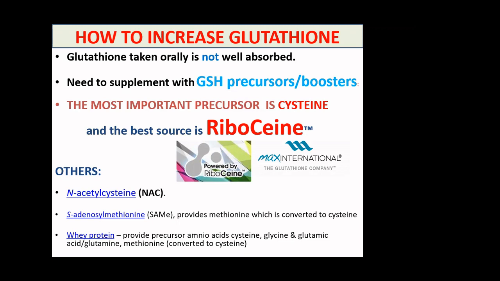But the most important precursor, or the rate-limiting precursor, is cysteine, because glutamic acid and glycine are usually abundant in our diet unless you're severely malnourished. But it's not so with cysteine. Whatever cysteine you have in your diet will also not easily be made available to the body, because cysteine itself is fragile, right? It's easily denatured once you cook foods containing cysteine. And the best source of cysteine right now is a molecule called ribosine.